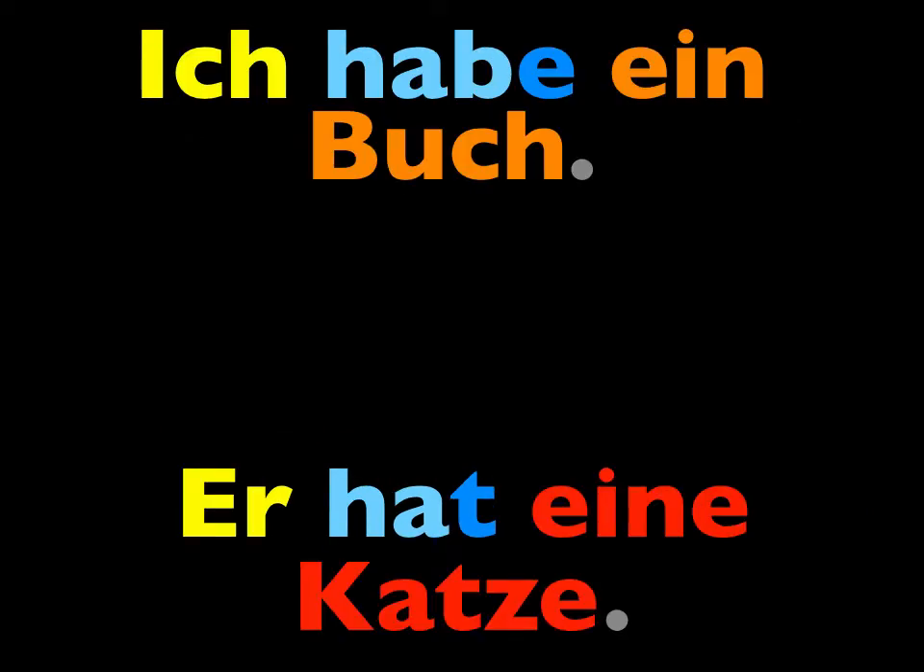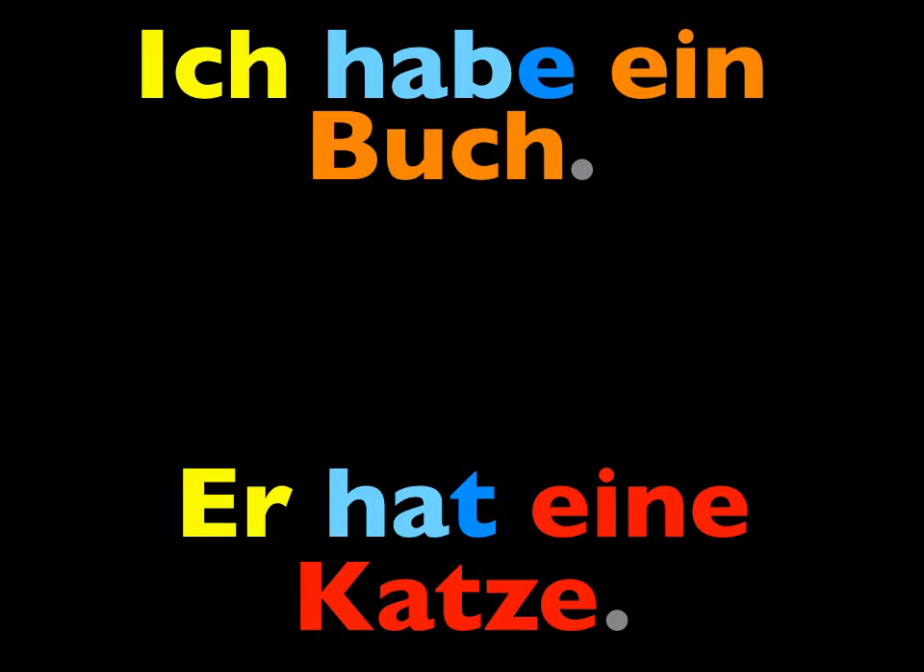Here are two sentences you repeated in the last lesson. Ich habe ein Buch. I have a book. Er hat eine Katze. He has a cat. Buch is neuter, so ein did not change. Katze is feminine, so eine did not change. But as I said, the masculine word for a does change.